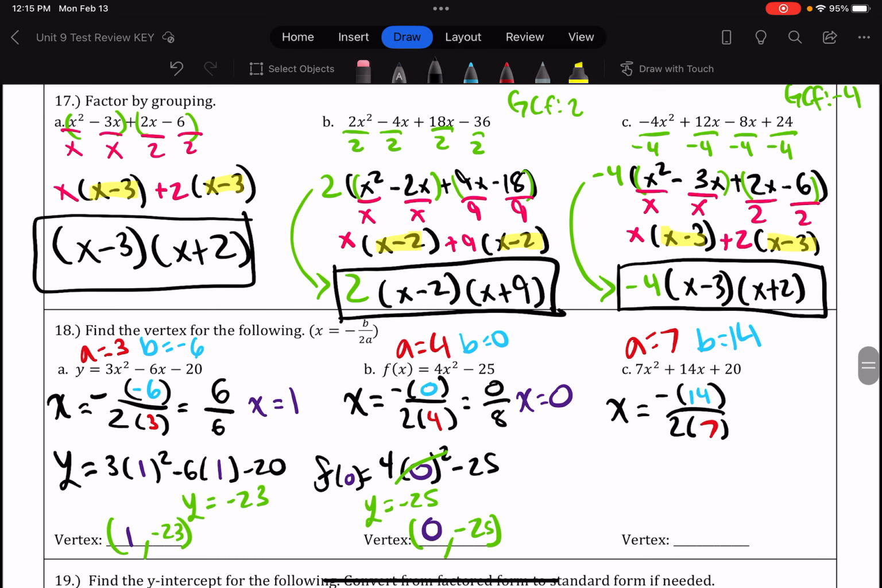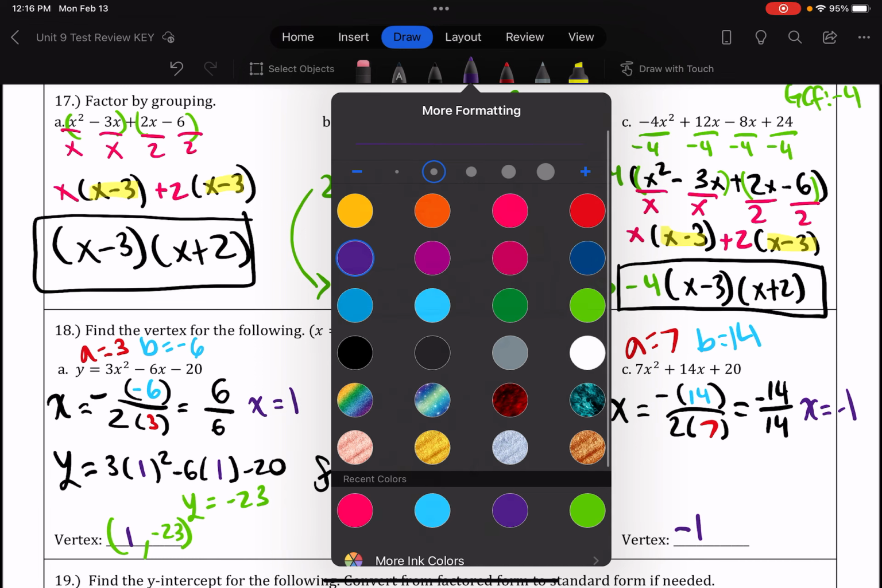That gives me negative 14 divided by 14. So therefore, my axis of symmetry is negative 1. I now can take this value of x and substitute it into my function.